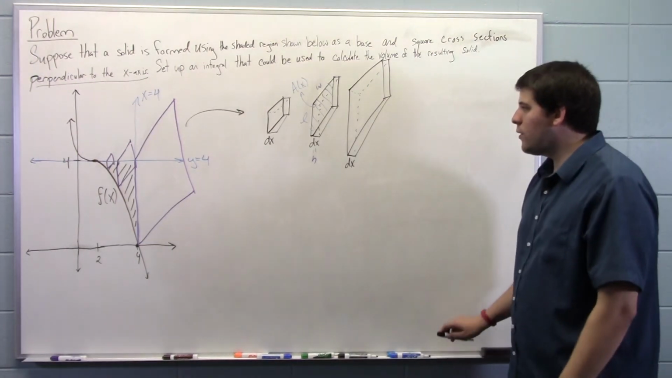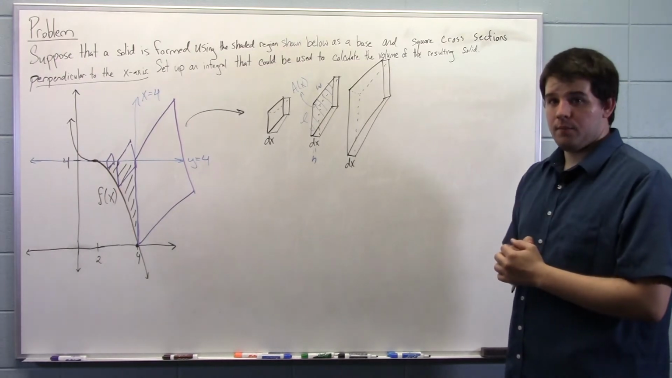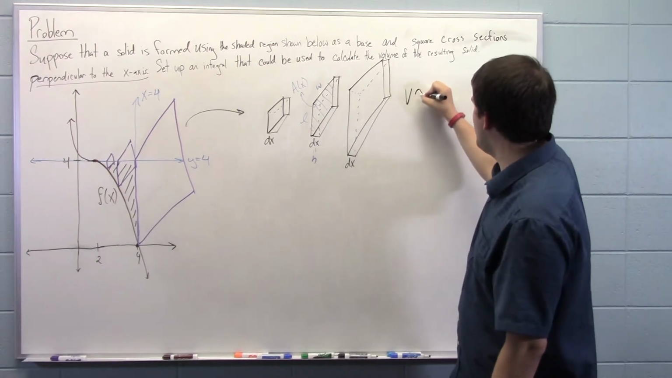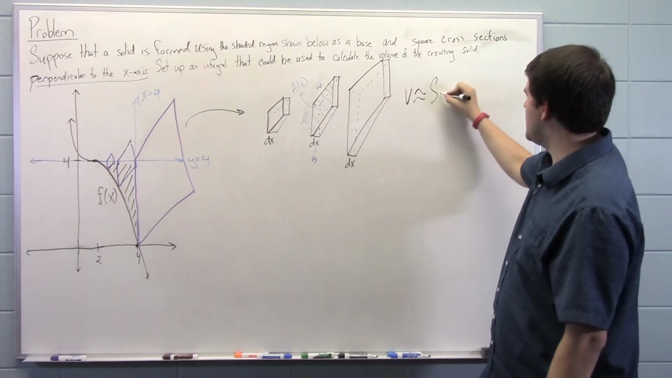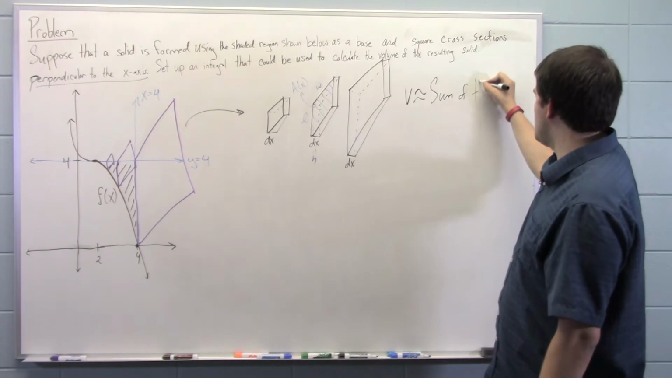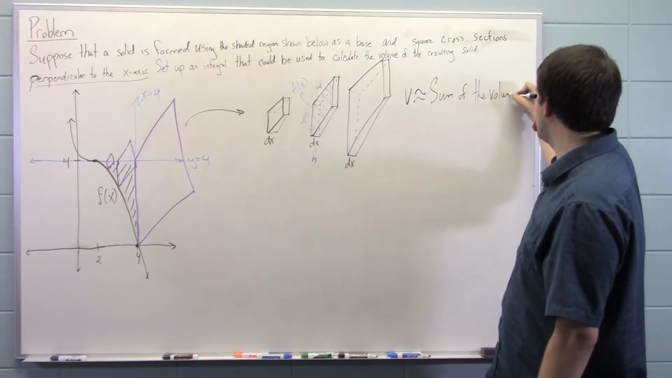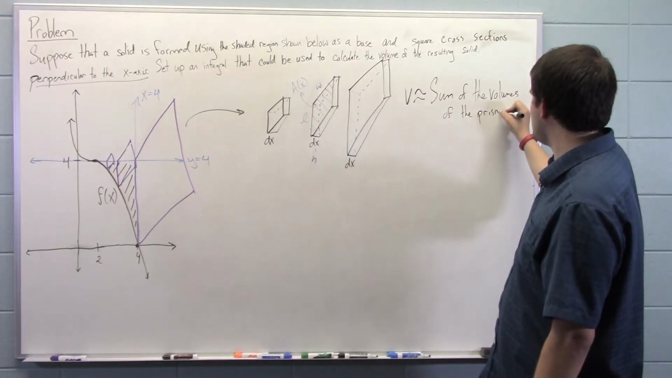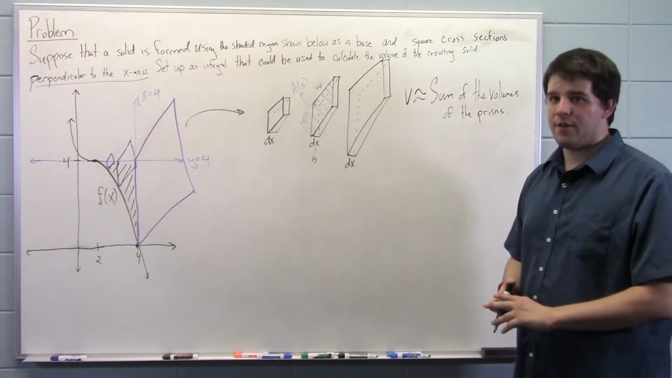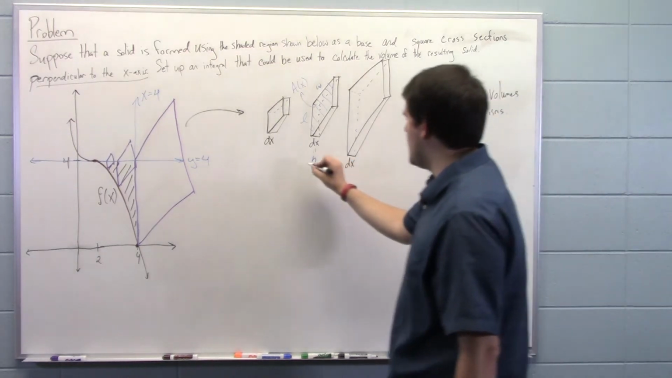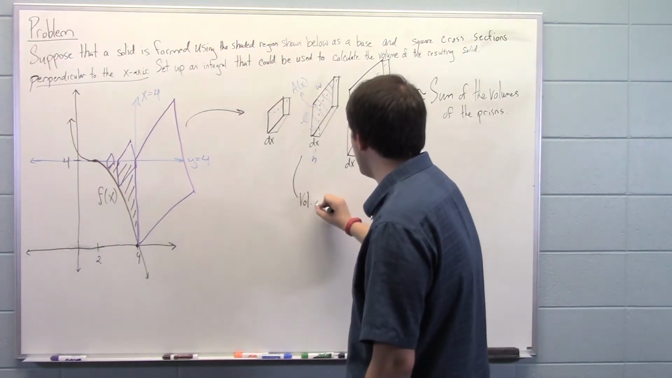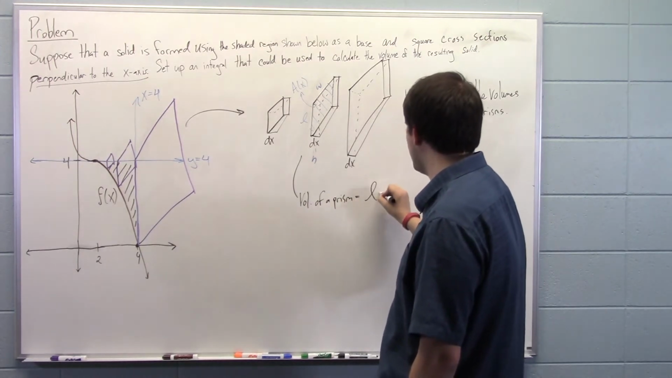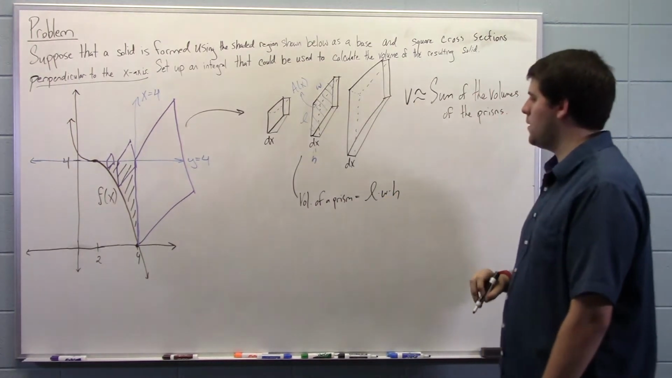So now if I were to find the volume of all of the prisms like this, I could add them all up and I'd get an approximation of the volume. So volume is approximately the sum of the volumes of the prisms. So now the question is, how do you find the volume of a prism? Well, the volume of a prism is equal to length times width times height.